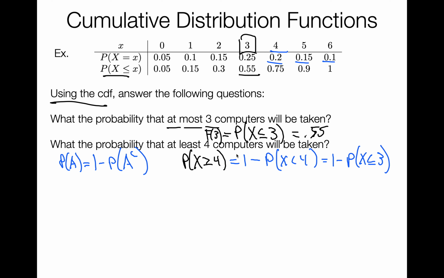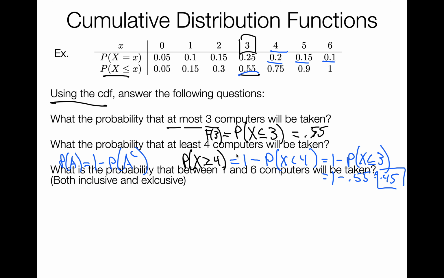And so I could rewrite that as 1 minus the probability that x is less than or equal to 3. Again, we found that up above. It's 0.55, so 1 minus 0.55 is 0.45. And so that's the answer to that. What's the probability that at least 4 will be taken? 45%. Okay. Now when we move on here to the next problem, I've got to do some erasing.